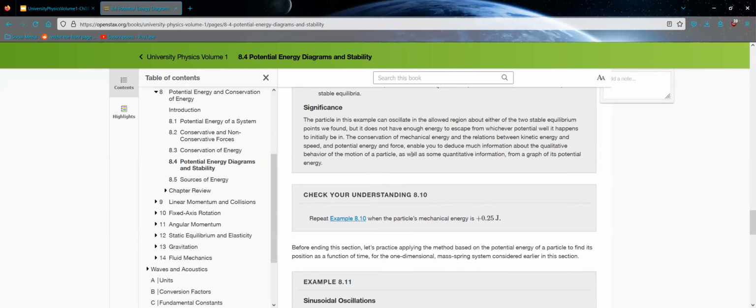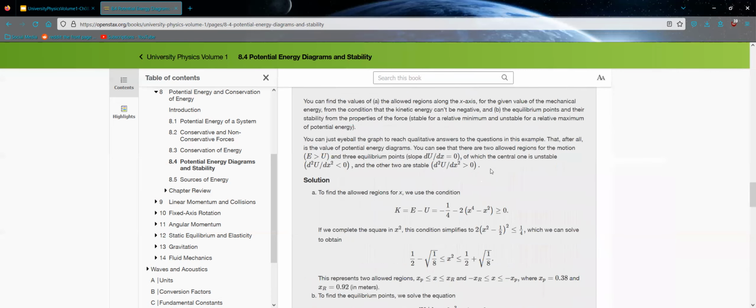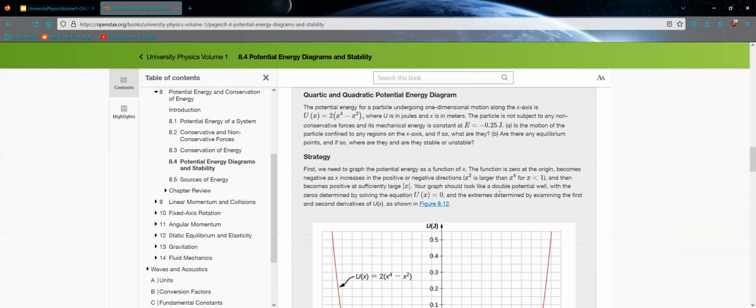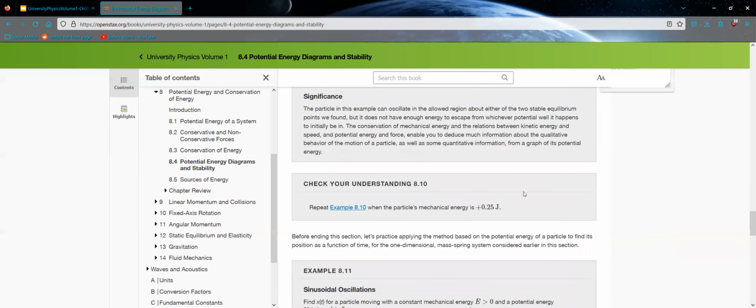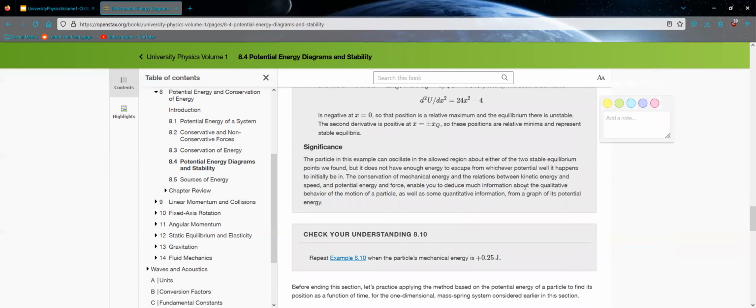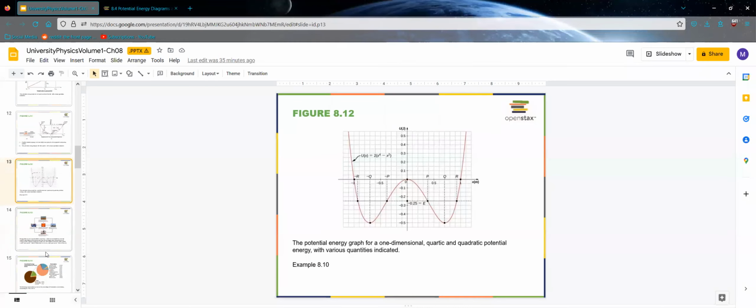The conservation of mechanical energy and the relations between kinetic energy and speed and potential energy and force enable you to deduce quite a bit of information about the actual motion of some particle following, again, the equation that we showed up here. There's some interesting takeaways from this when you do the math, and that's why the calculus side of this stuff is super cool.